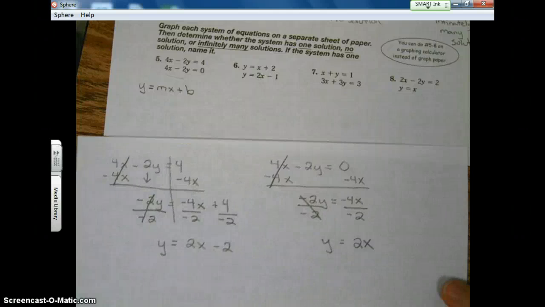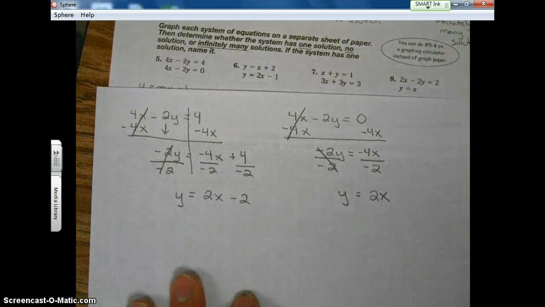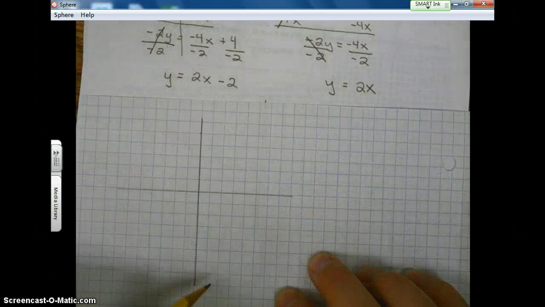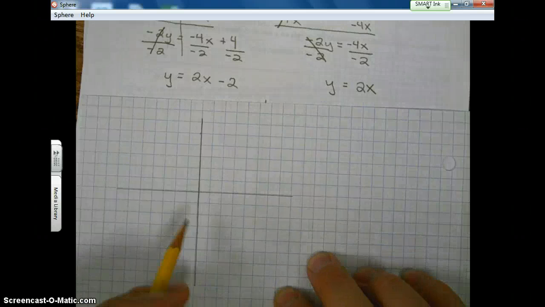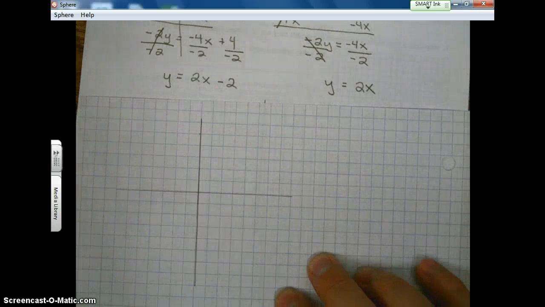Okay? So now we want to graph this. So let me make a little graph here. Okay, so here we go. Here we have some graph paper. Please go to Walmart and pick up some graph paper. It'd be very helpful. Here we go.